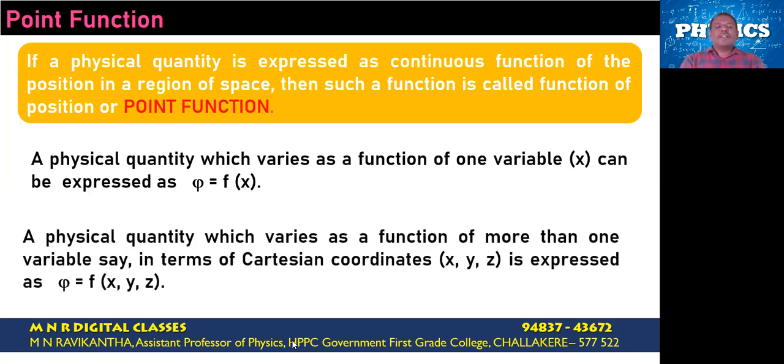Similarly, if a physical quantity varies in three-dimensional space, that is in terms of Cartesian coordinates x, y, z, then it can be expressed as phi is equal to f of x, y, z. It means the physical quantity phi depends on the x coordinate, y coordinate, as well as the z coordinate.